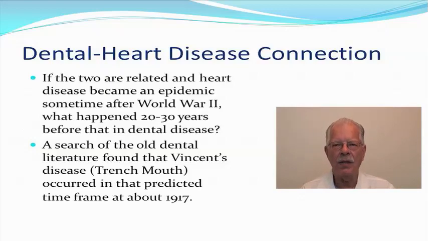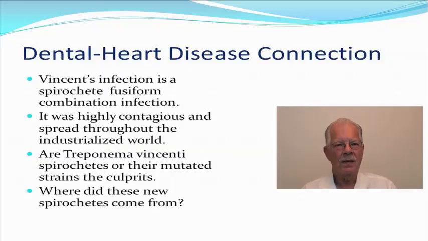So I went into the literature to look for what changed in periodontal disease, and it turned out to be trench mouth in about 1917 in the trenches of World War I. Vincent infection is a spirochete fusiform combination infection. It is highly contagious and spread throughout the industrialized world.